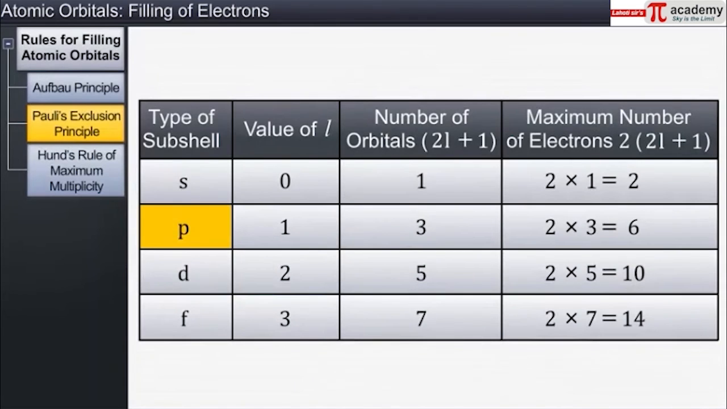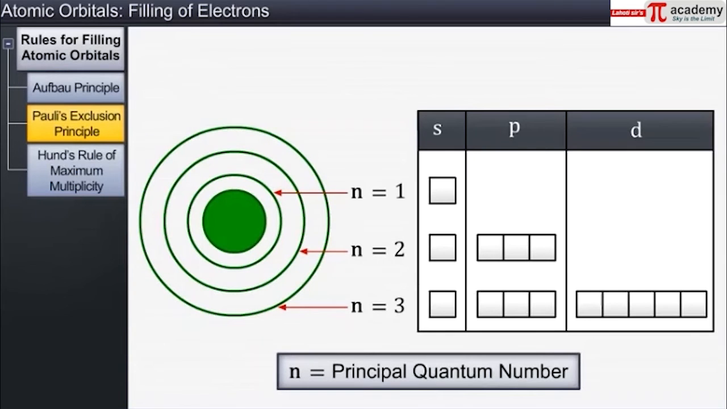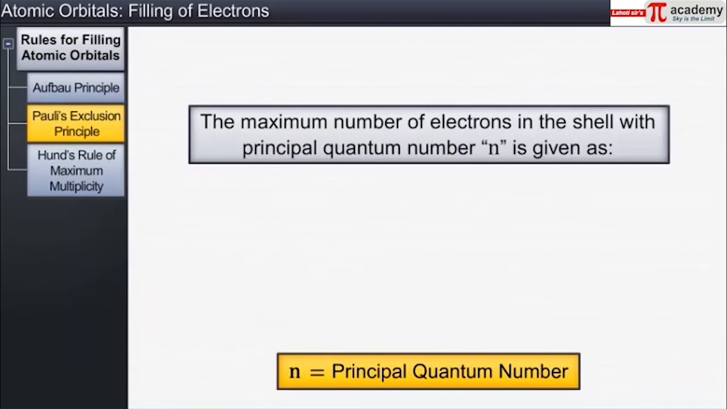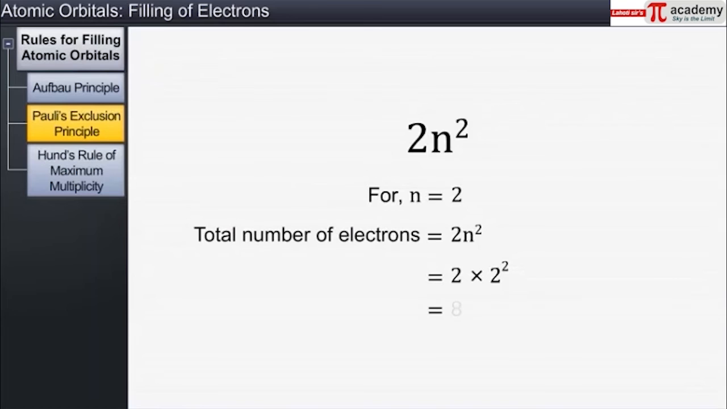Similarly, as p, d and f subshells have 3, 5 and 7 orbitals, they can have the maximum number of electrons equal to 6, 10 and 14 respectively. We know that the total number of subshells that can be present in a shell is equal to the value of n, which is the principal quantum number. This principle has an immense value as it gives the maximum number of electrons that can be accommodated in a shell, which is equal to 2n square. For example, if the value of n is 2, the total number of electrons can be calculated by substituting the value of n into 2n square, which is equal to 2 multiplied by 2 square, which is equal to 8.